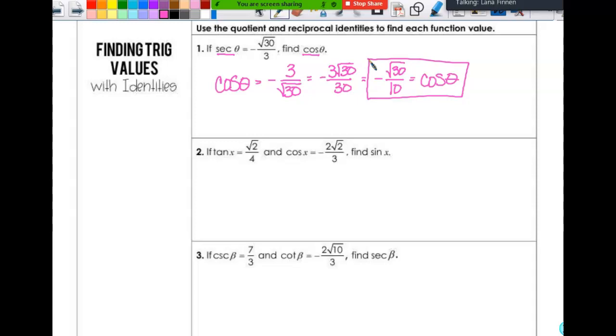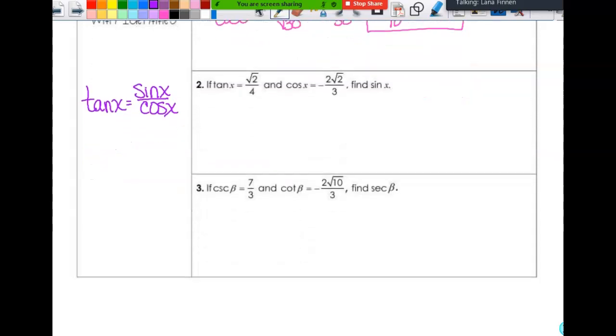So number 2, they give us tangent, they give us cosine, we want to find sine. There's no reciprocals of each other in there, but I do know that the tangent of x is equal to sine of x over cosine of x. So I can just set that up. I substitute in what I know.